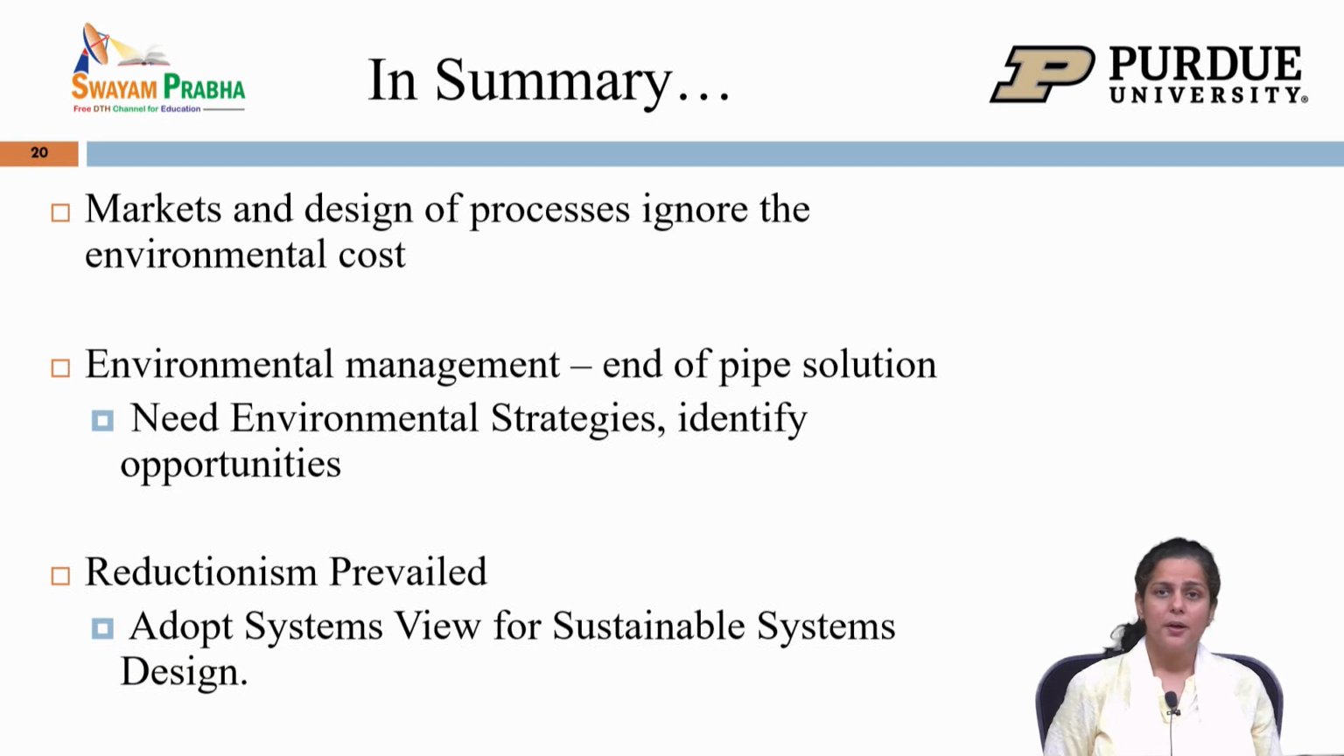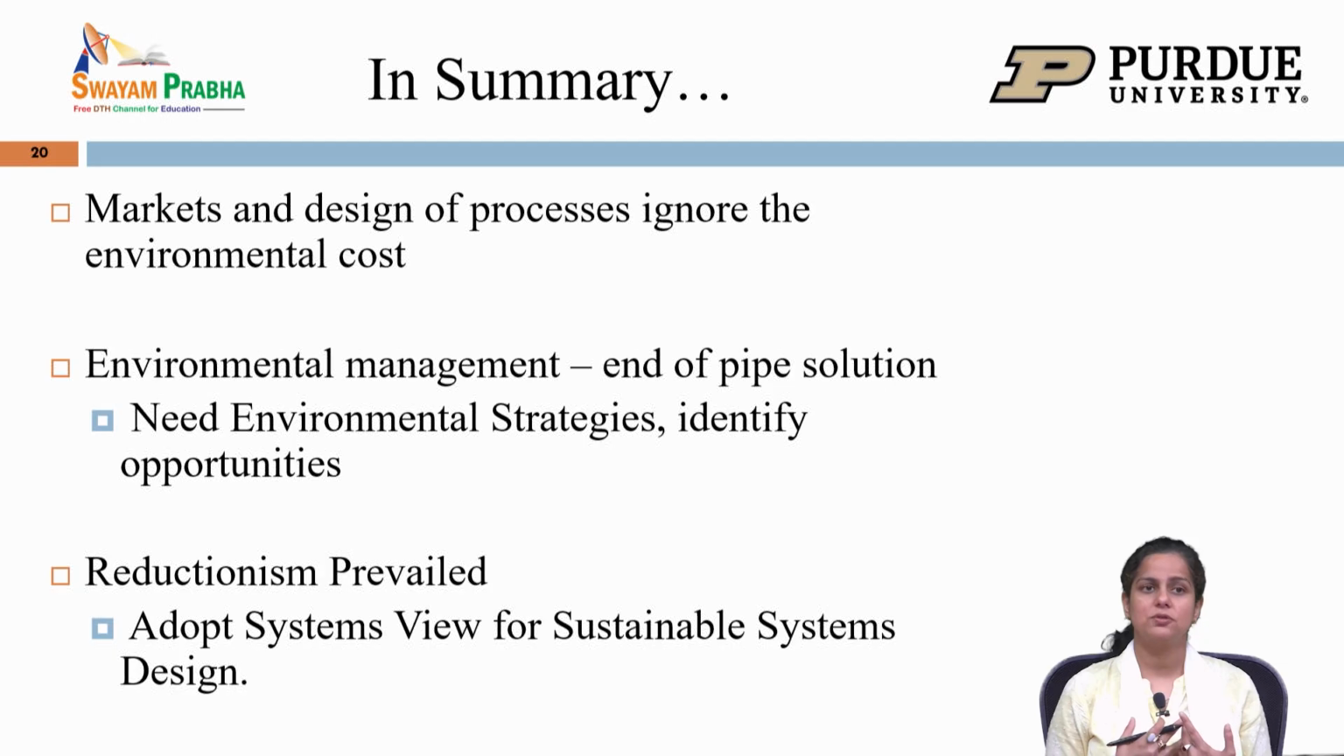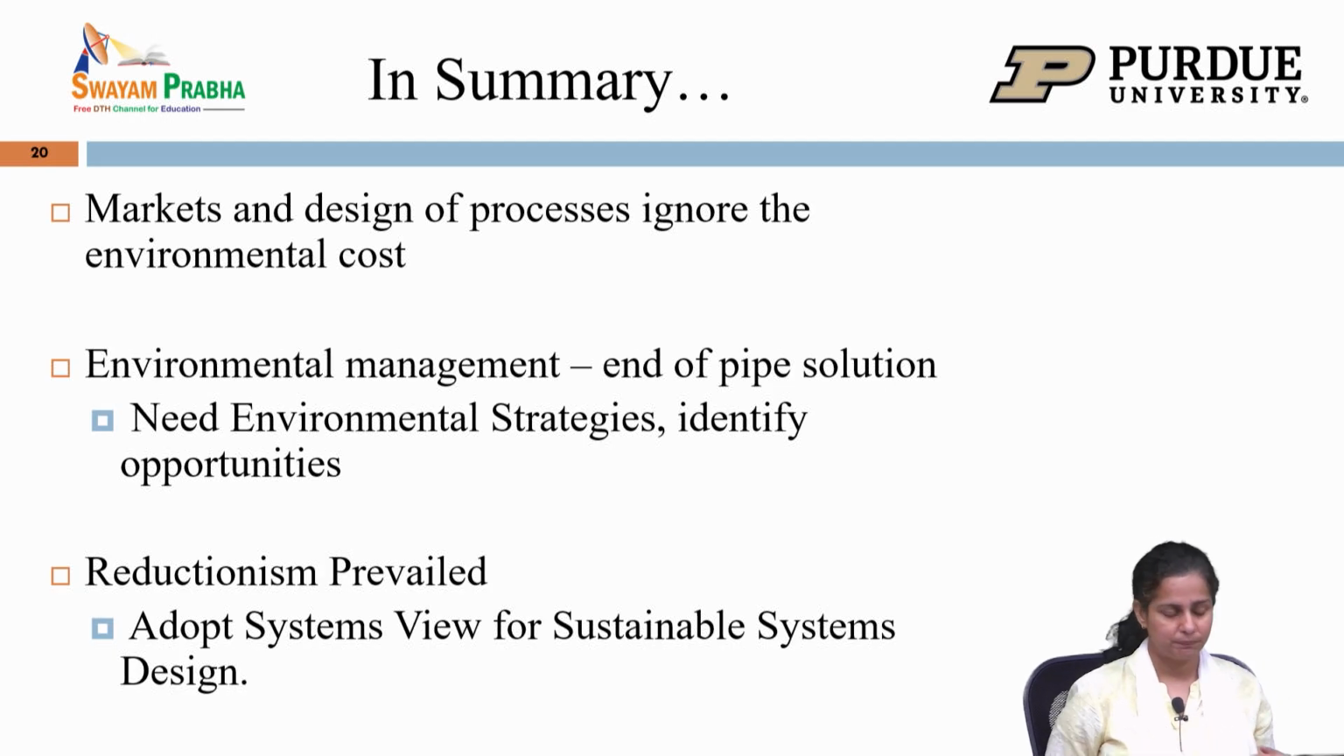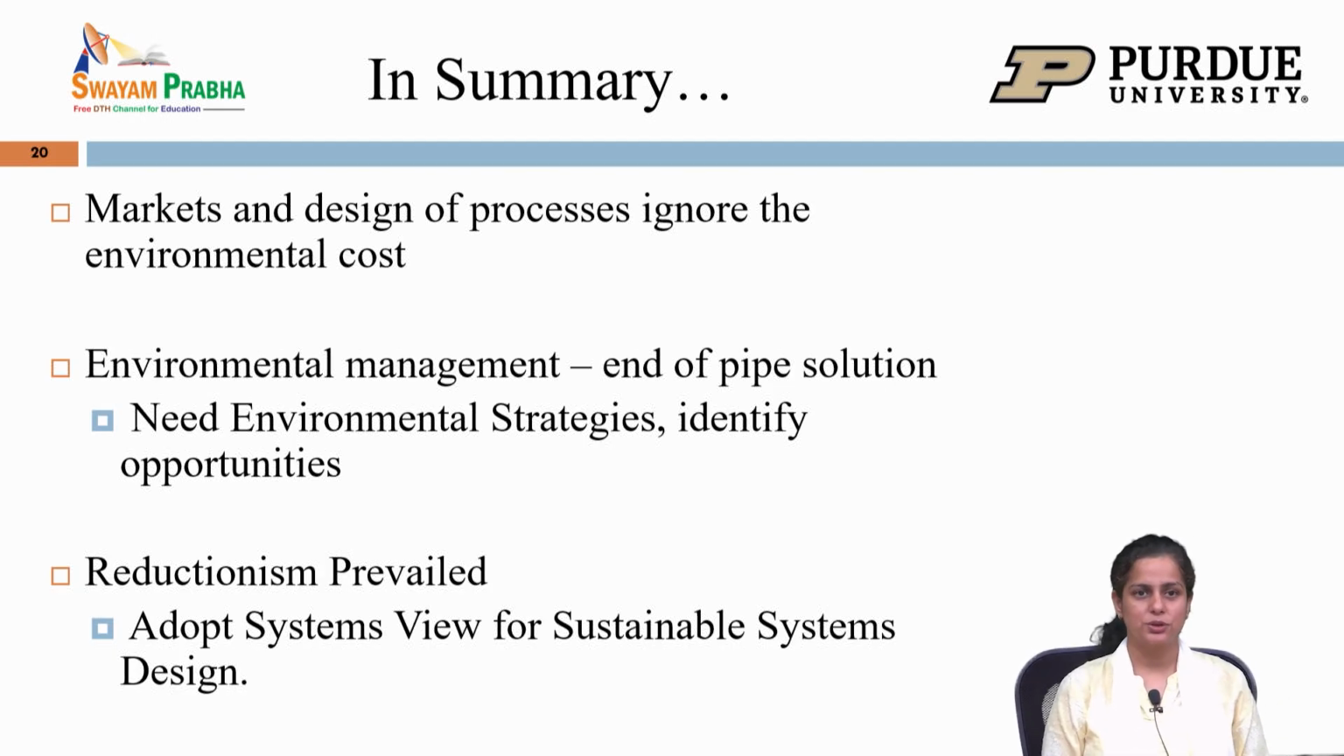In summary, most of the markets and design of processes and products ignore the environmental cost, and that is why we have been leading to unsustainable systems. We are mostly looking at environmental management, which is the end-of-pipe solution, and we also have reductionism that is prevailing. So hence what we will be learning more in this course is to adopt a systems view for sustainable systems design. With this, we will get to two quick quiz questions that are based on this module.